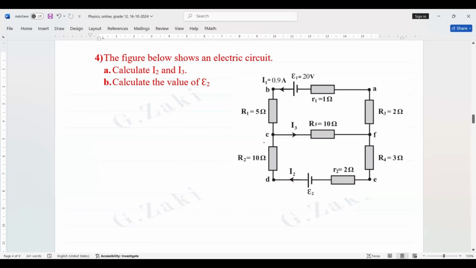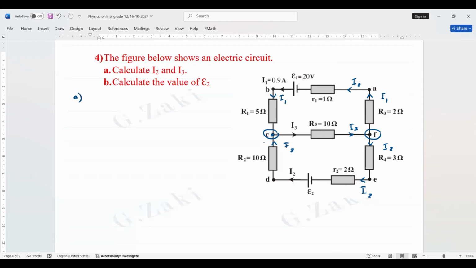Of course, we start with the junctions. This is a junction here, and this is another junction. Look at the currents. I1 starts from junction F and ends at junction C. I3 starts at C and ends at F. This is I3. I2 starts from here; it depends on the given information, by the way. I2 ends at junction C.